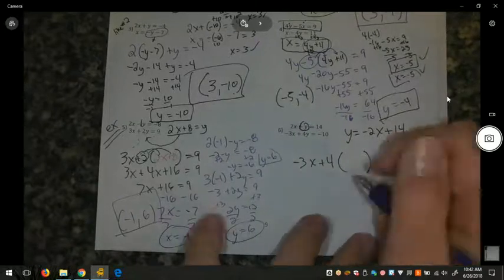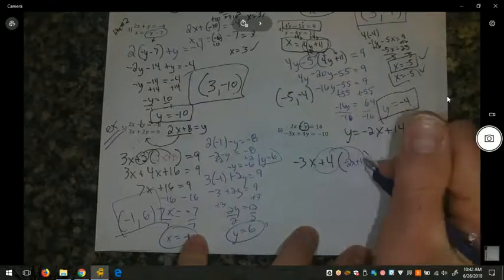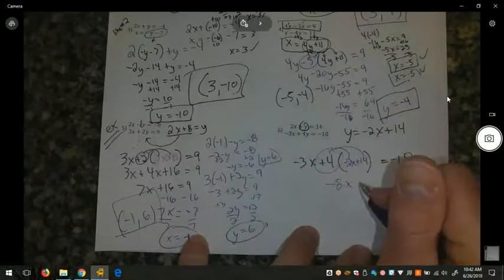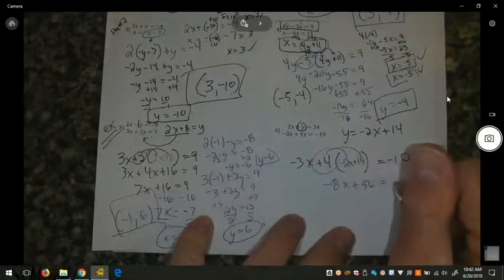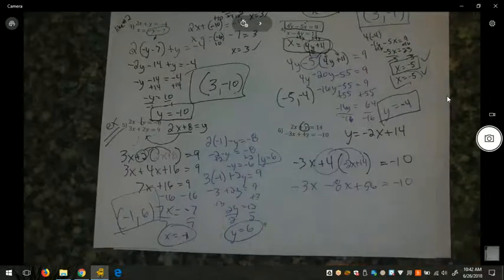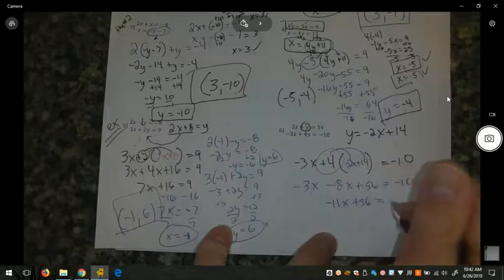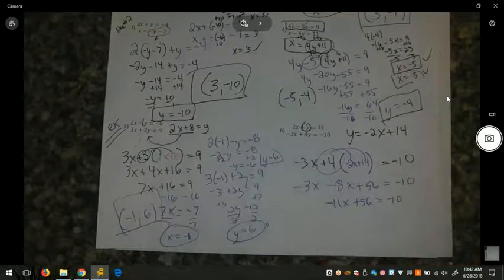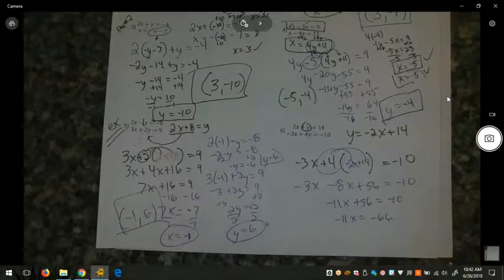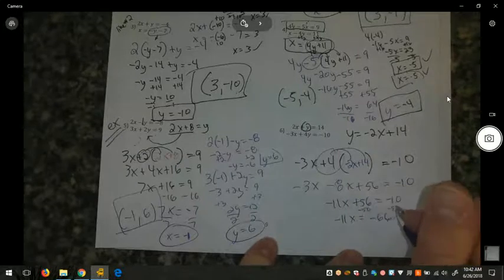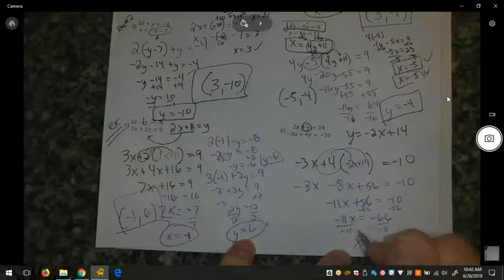you would have plugged that in, the negative 2x plus 14, or 14 minus 2x, and you would have distributed the positive 4, giving you negative 8x plus 56. Bringing down your negative 10, bringing down your negative 3x. This gives us negative 11x plus 56 equals negative 10. Subtracting 56 from both sides, negative 11x equals negative 66. Dividing by negative 11, x equals 6.